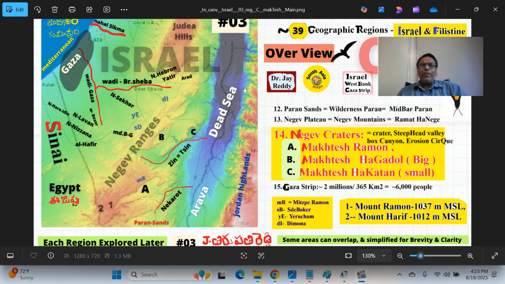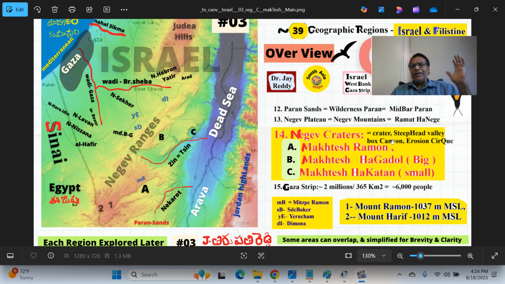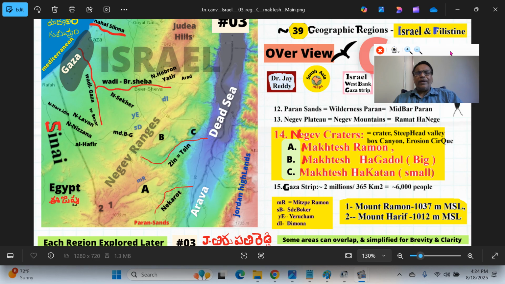The Negev plateau is called the Negev mountains or Ramat HaNegev. There are craters, very unique features of this region, called steeped head valleys. They are also called boxed canyons or erosion circuits. What happens is that when hard land and a soft area exist geologically, a small stream cuts there, and an outlet forms. That is very unique to this part. Very few areas on planet Earth have it. Negev and Sinai are unique in this.